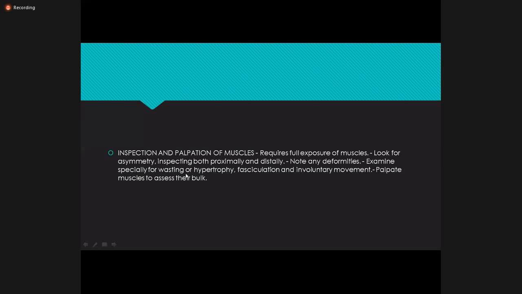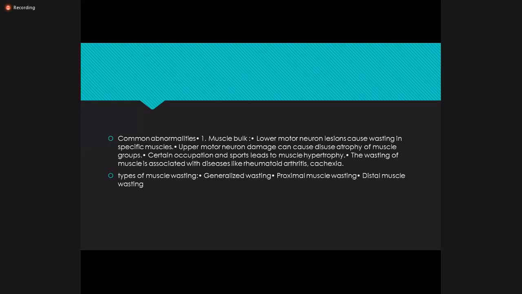right? Okay, besides this, there is another term called fasciculations. These fasciculations are abnormal twitching movements which you can see in the large muscles, especially in the calf, thigh, arm or forearm. Fasciculations are characteristic of motor neuron disease, right? Or there can be involuntary movements, which can be tremor, dystonia, chorea. There are various types of involuntary movements. So all these things you will pick up on inspection of the muscles. Okay.